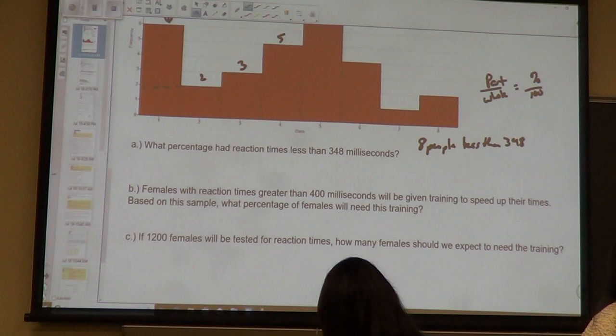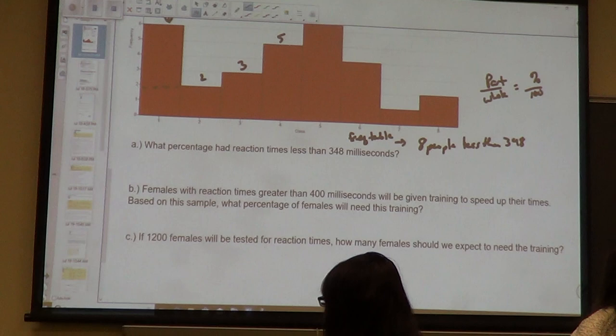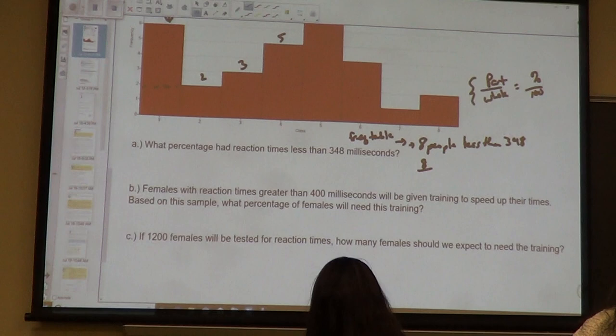We used the frequency table to get that. Now we need to turn 8 into a percentage. Some of us like to use part over whole equals percent over 100. If we do that, 8 is going to be my part. 8 is the part that's less than 3:48.